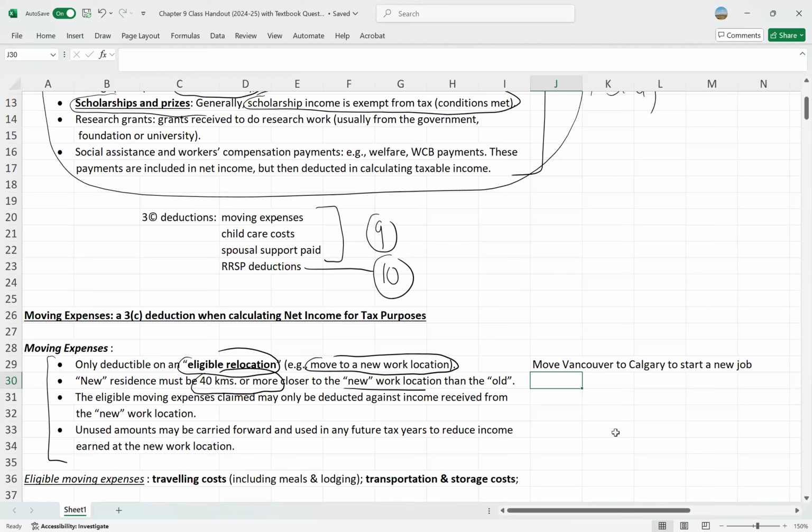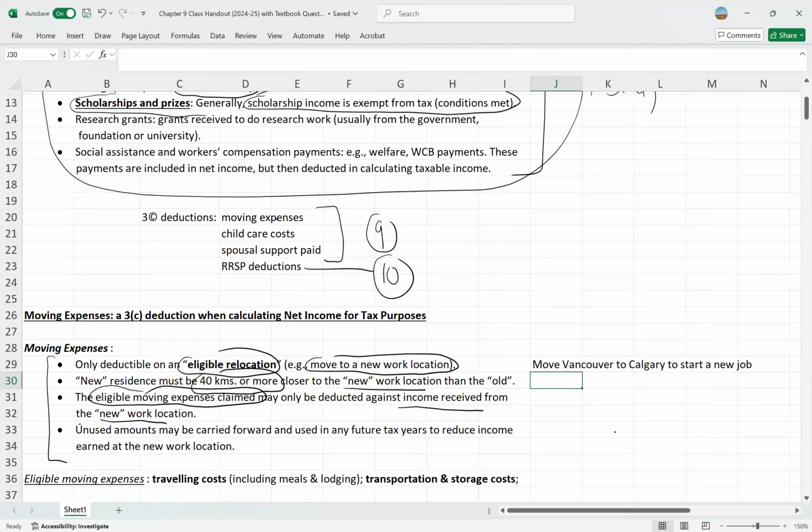Now, the eligible moving expenses that you can claim, and we'll talk about what those are in a few minutes, can only be deducted against income from the new work location. So if you're moving from Vancouver to Calgary, and let's say you're starting the job in Calgary in December, and so you're only making a small amount of income from the Calgary job for the year because it's in December that you're starting, and your expenses are more than that, then you can only claim the expenses up to the income in the new work location.